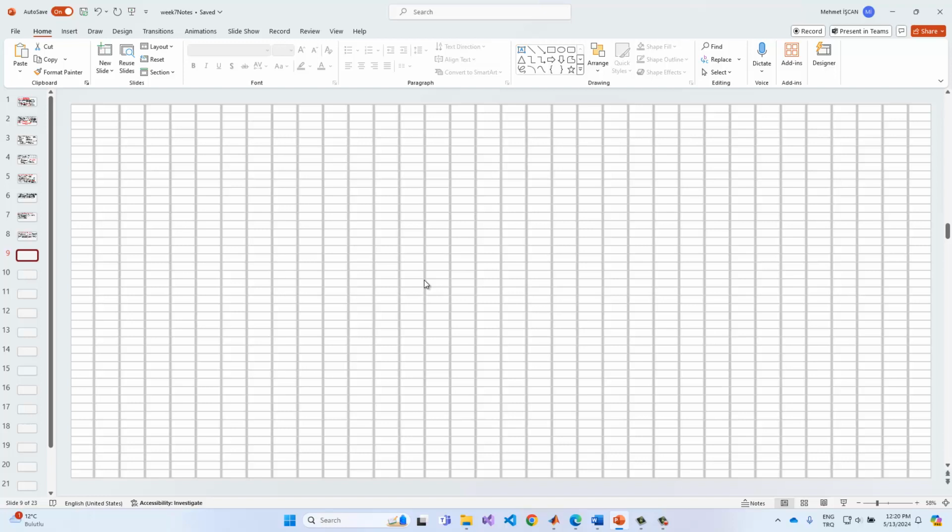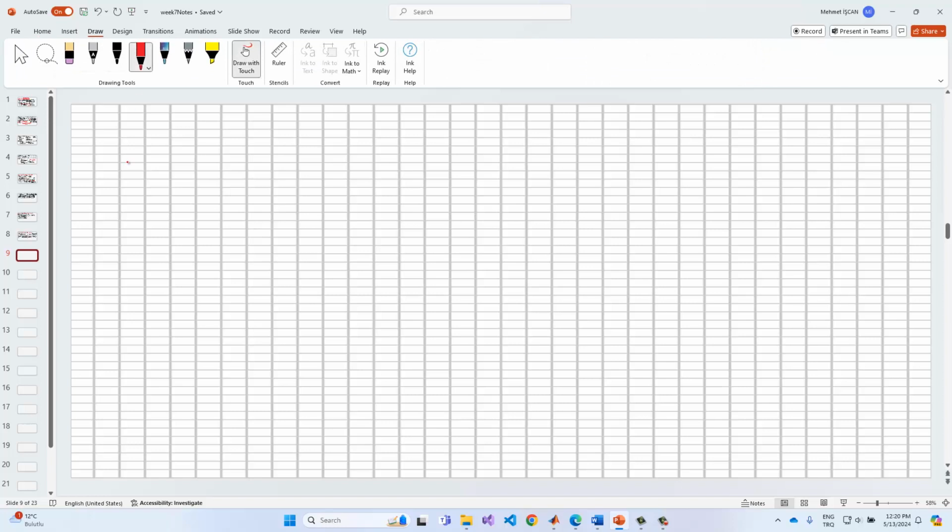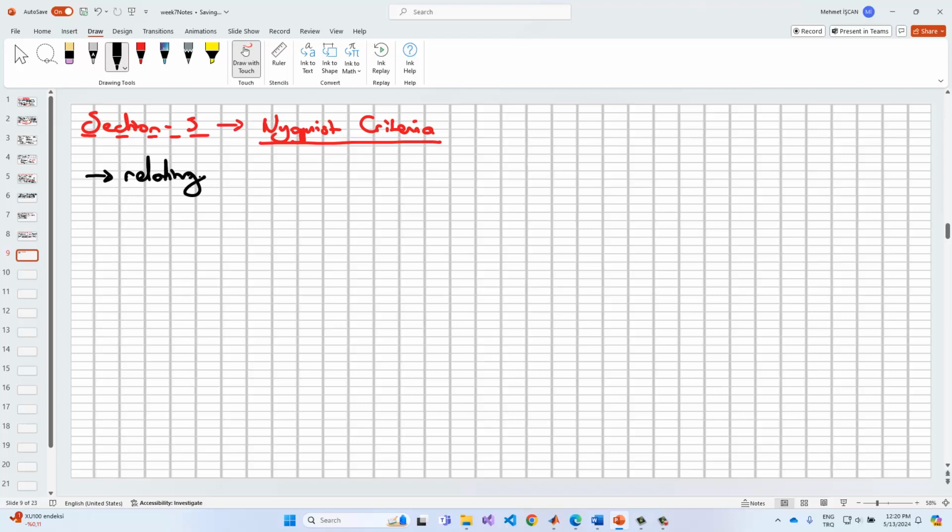But in the frequency domain we have another rule to define stability or the controller design, which is called the Nyquist criteria, right? What this Nyquist criteria tells us is directly related to the stability of the system.